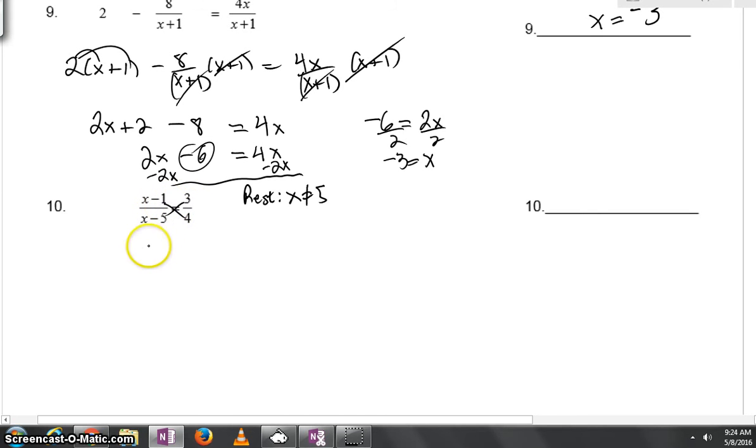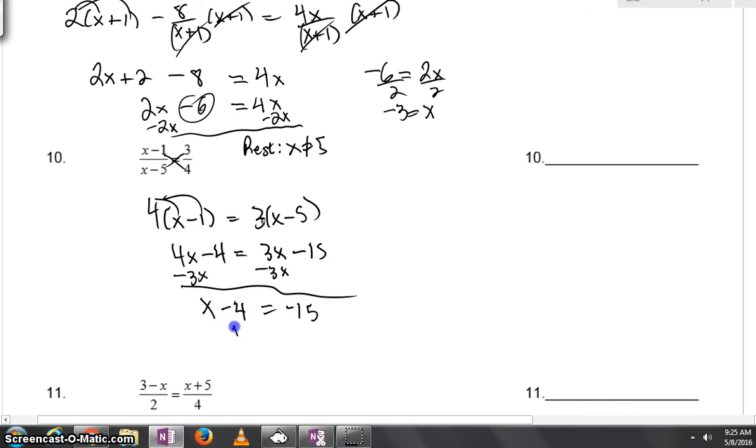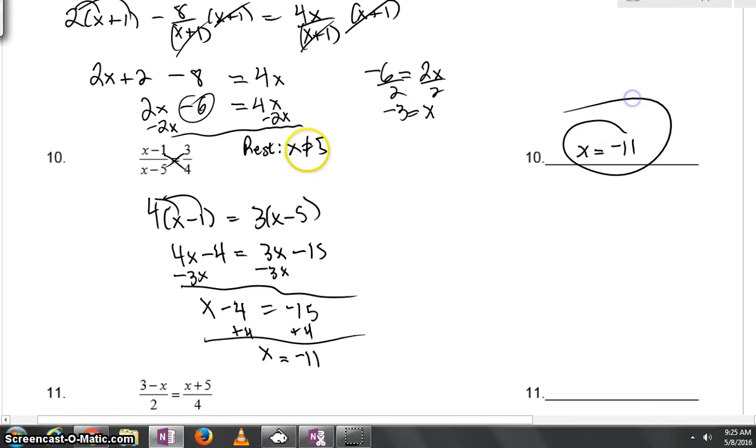But look, I'm going to cross multiply. That's all you got to do here. 4 times x minus 1 equals 3 times x minus 5. Let's distribute. We get 4x minus 4. Here I'll get 3x minus 15. I'm going to minus a 3x on both sides. We'll have x minus a 4 equals negative 15. I'm going to add a 4 to both sides to get x equals negative 11. There was only one restriction here. You can see that restriction was x could not equal 5. We're okay.